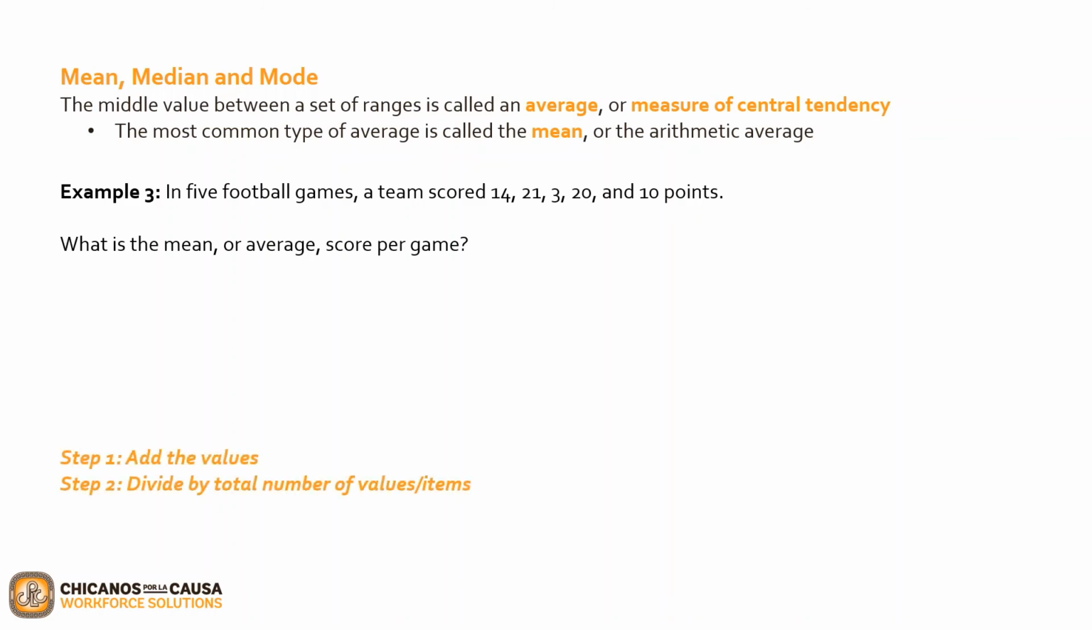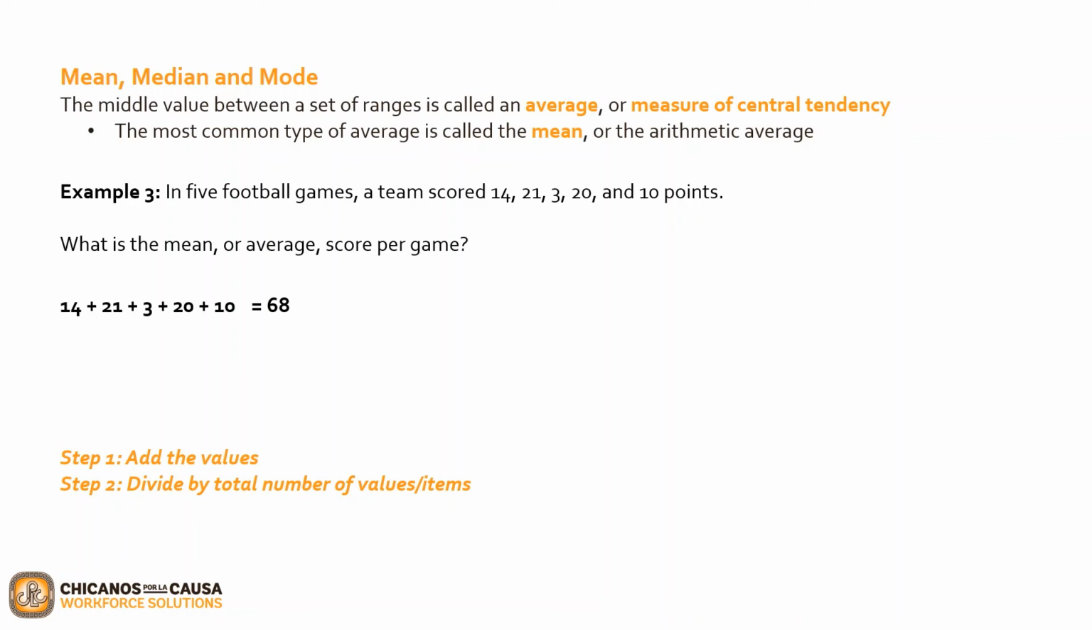Like always, we're going to solve this through a series of steps. In order to find the mean or average of a set of numbers, we follow step 1 by adding the values together. For this problem, we have 14 plus 21 plus 3 plus 20 plus 10, which gives us a total of 68.